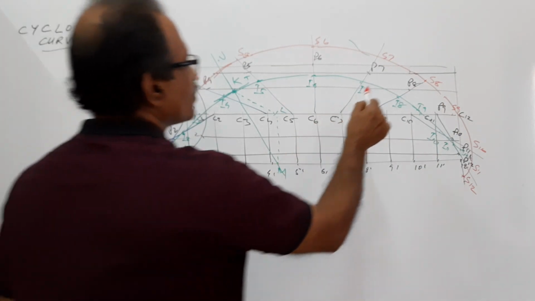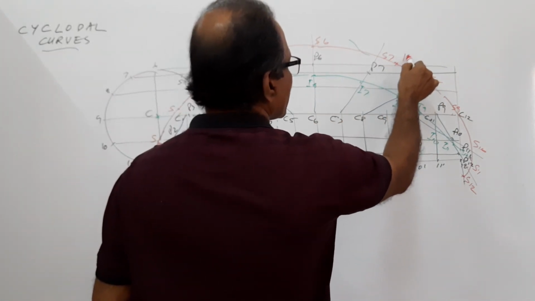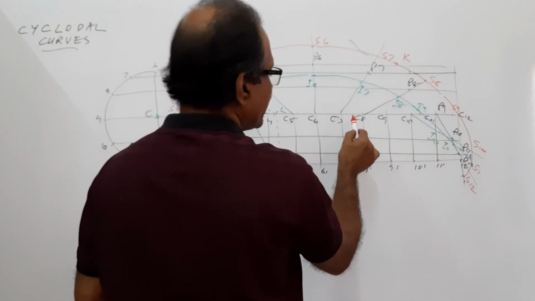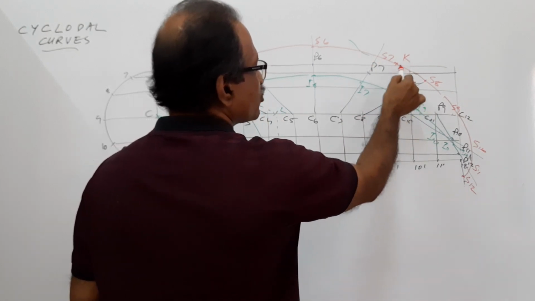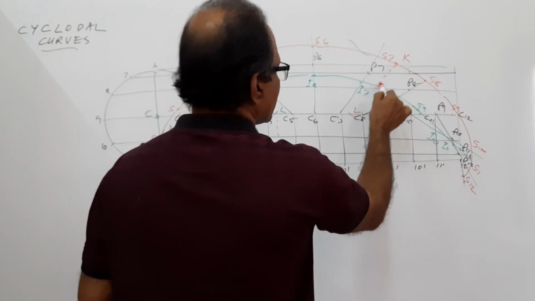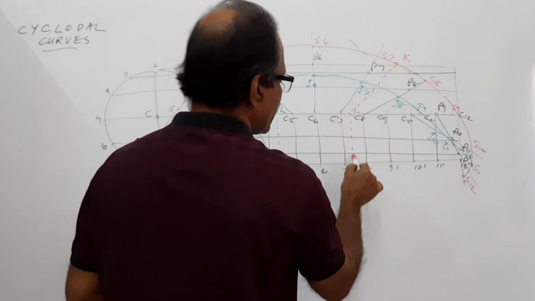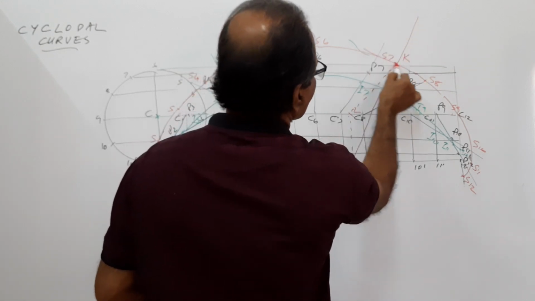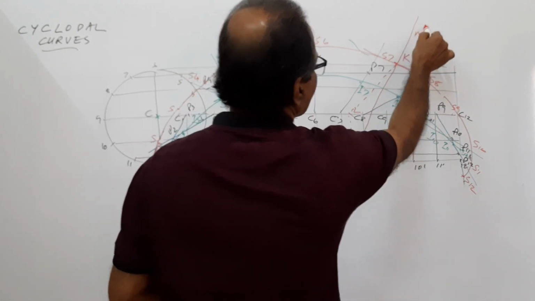Suppose you want to draw the normal and tangent at point K. K is between S7 and S8. So L is between C7 and C8. Take 32 mm in radius, cut an arc. You get L. Join KL. Drop it down. M. MK is the normal. Perpendicular is the tangent.